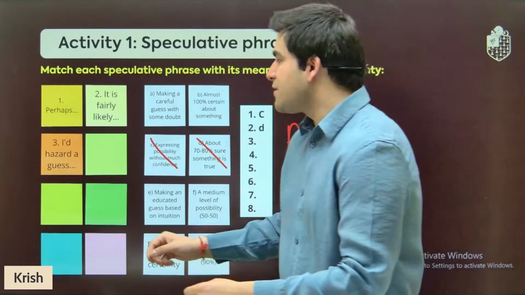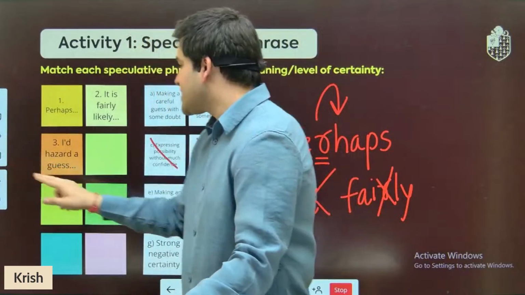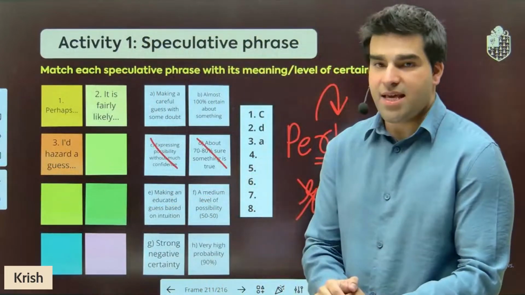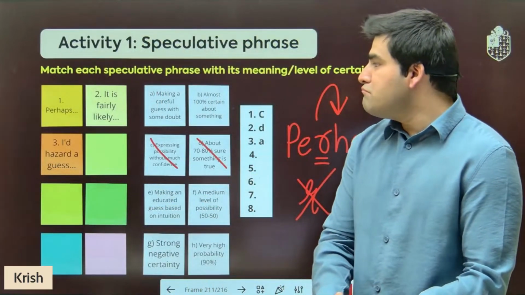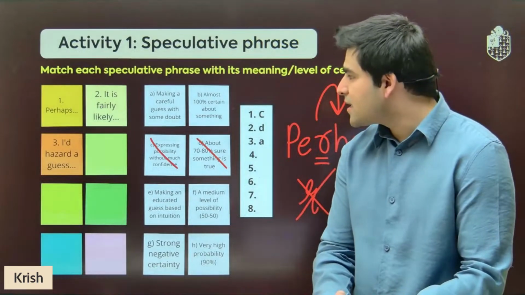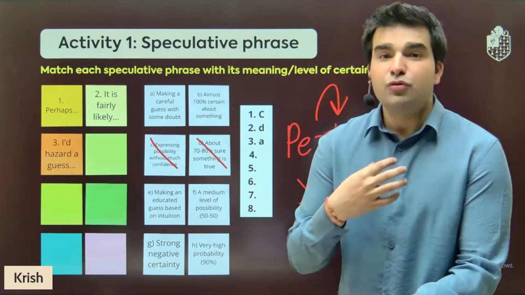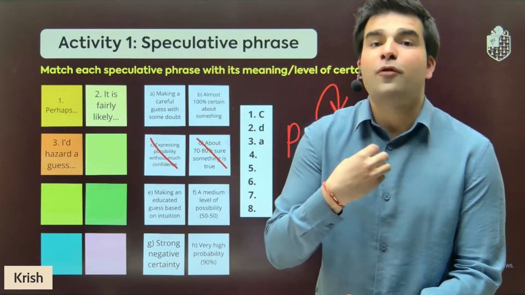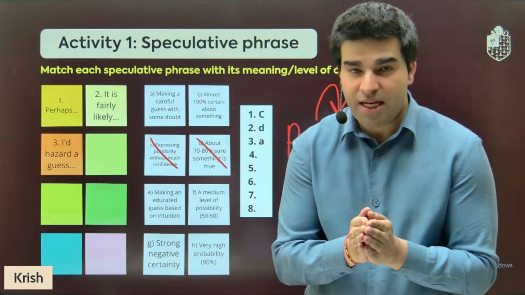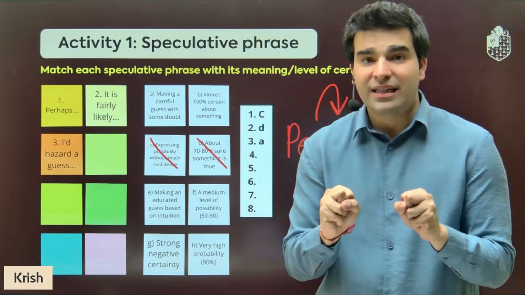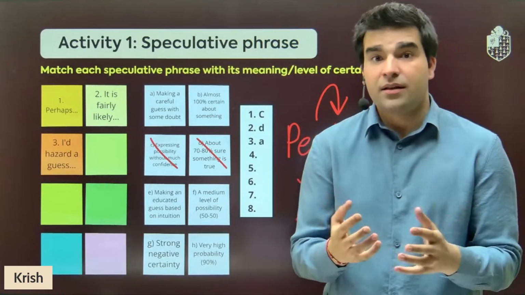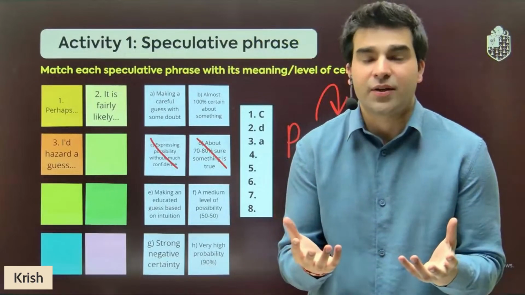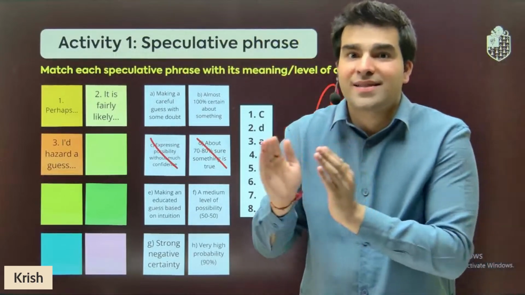So, the correct answer for "I'd hazard a guess" is A. It means making a careful guess with some doubt. You want to sound careful before you say something. So you say, I'd hazard a guess. What is the meaning of hazard? That's something, some disaster, correct? So you don't want some disaster to happen.